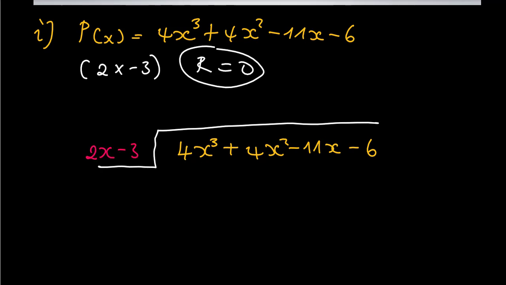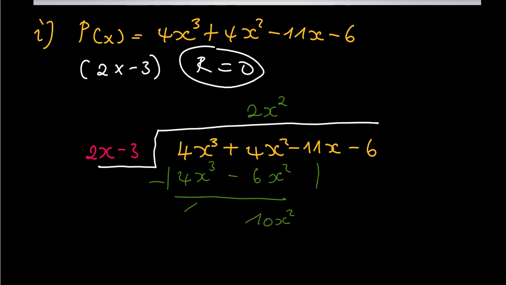Now, let's proceed with the division. We have 4x cubed divided by 2x, so what will be left is 2x squared. Now 2x squared times 2x will give 4x cubed, and 2x squared times negative 3 will give negative 6x squared. So we subtract. We have 0 here, and here we have 10x squared. So we bring down the negative 11x.